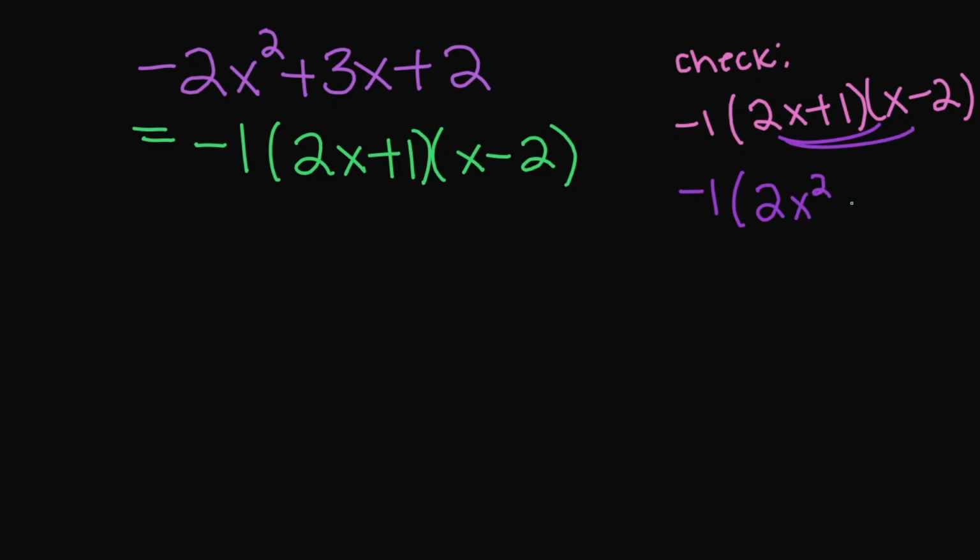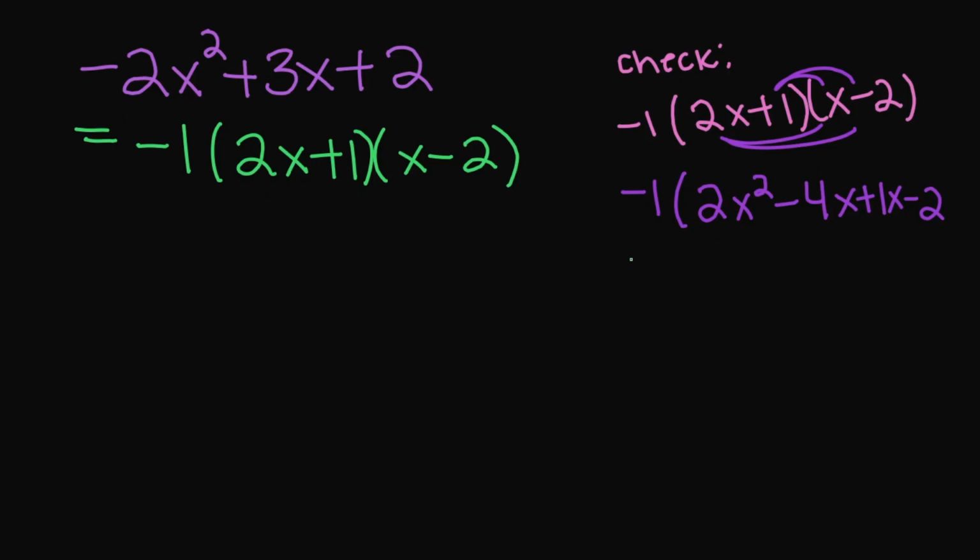2x times negative 2 is going to be negative 4x. 1 times x is going to be 1x. And then 1 times negative 2 is going to be negative 2. So now we are going to combine like terms inside the parentheses. So we have negative 1 and then 2x squared here. Negative 4x plus 1x is going to be negative 3x, and then minus 2.